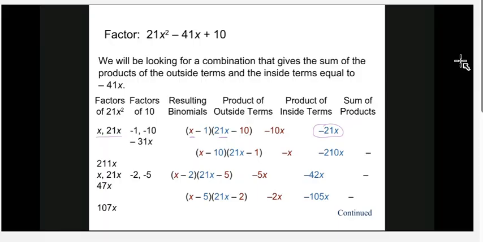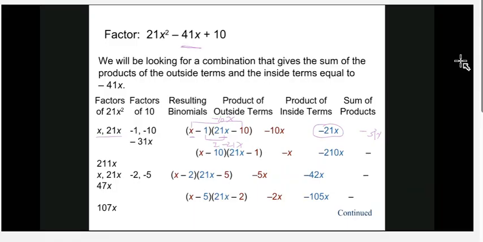So look at this one. This is the inner multiply, and then plus the outer multiply. So the inner multiply is negative 21x. Outer multiply is negative 10x. Okay? And the sum of this product will be negative 31x, which is not our middle term here.